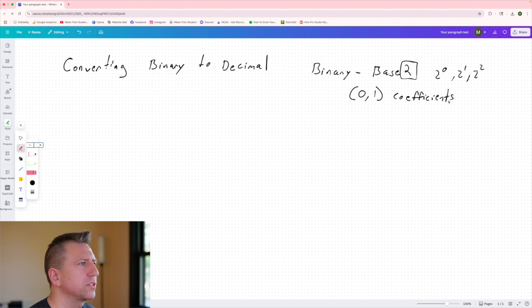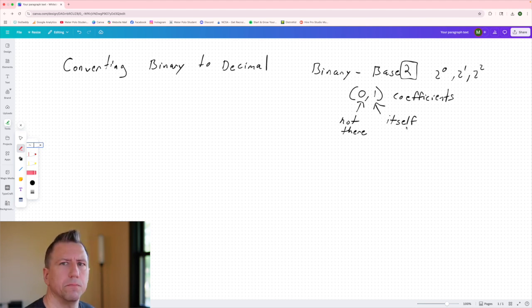These are a very special set of coefficients because 0 means it's not there. So if you have a coefficient of 0, 0 times anything is going to be 0. And 1 times anything is just itself. And so this is going to be really nice for making our numbers.